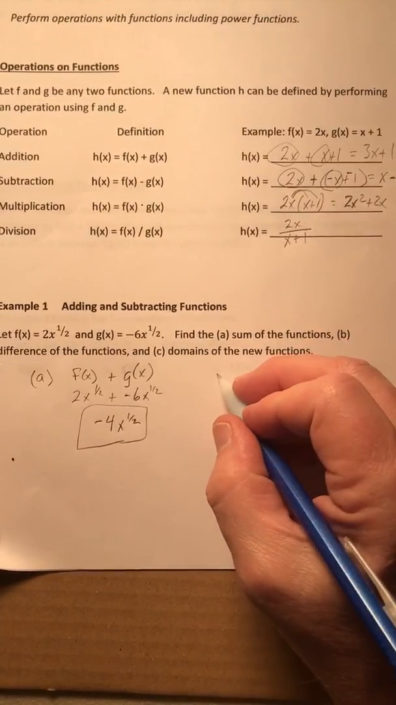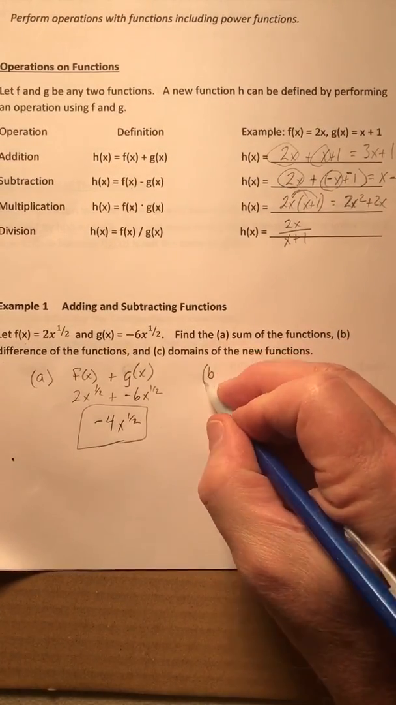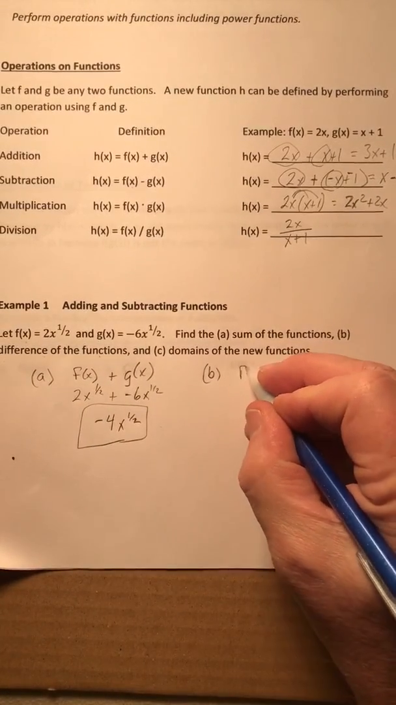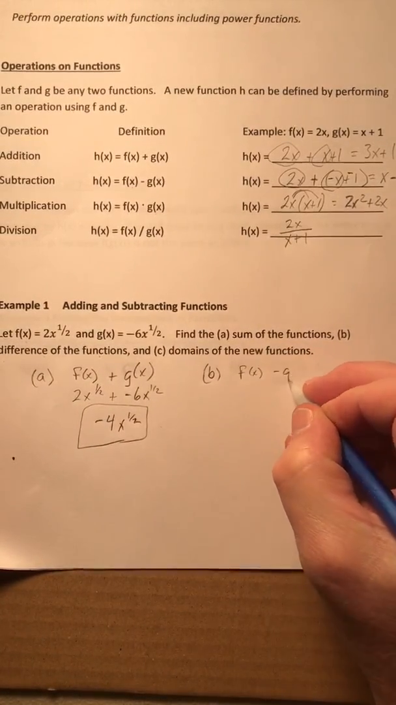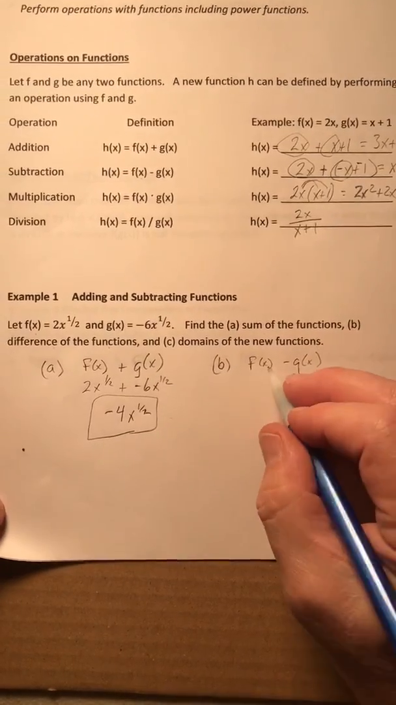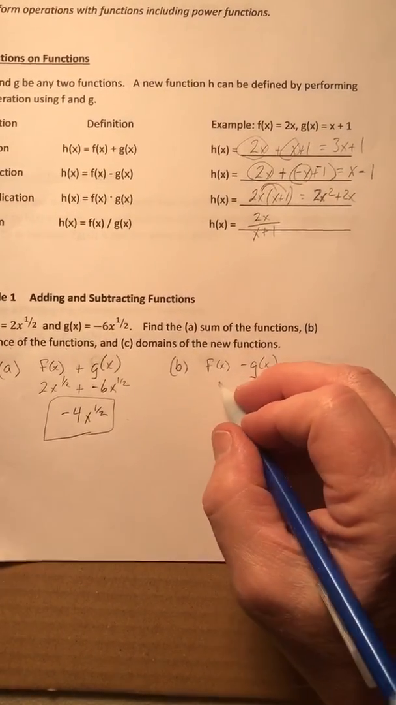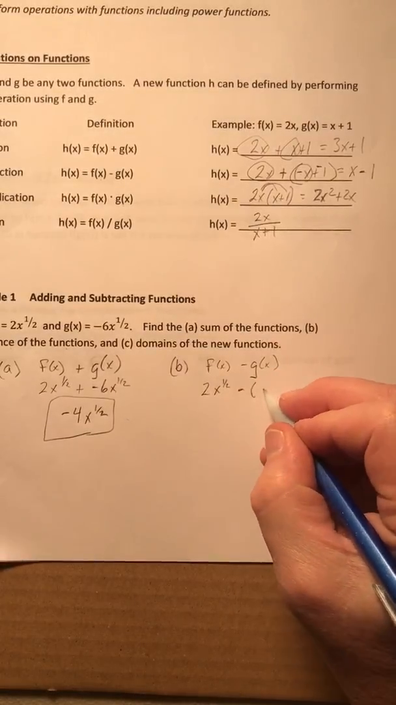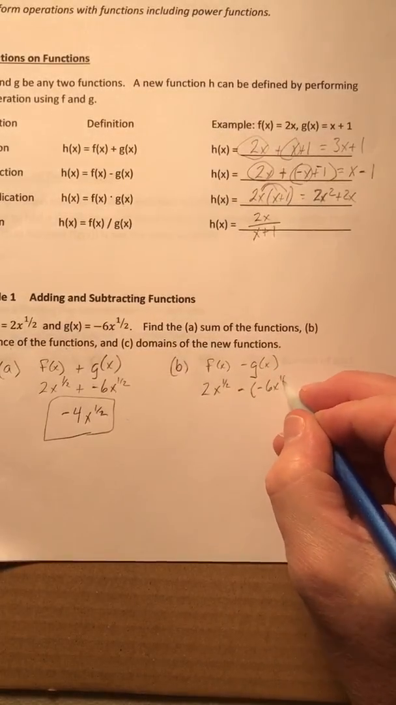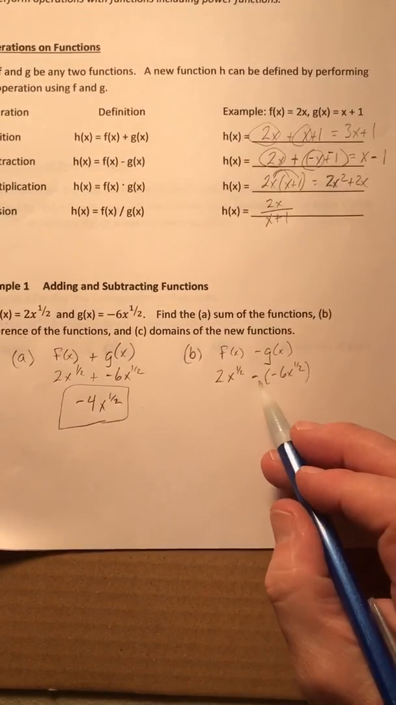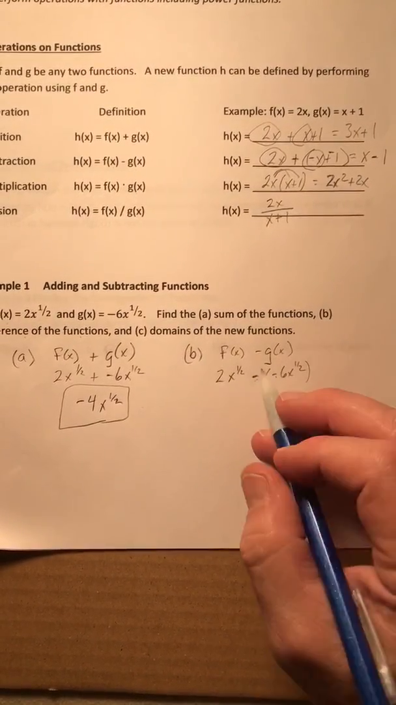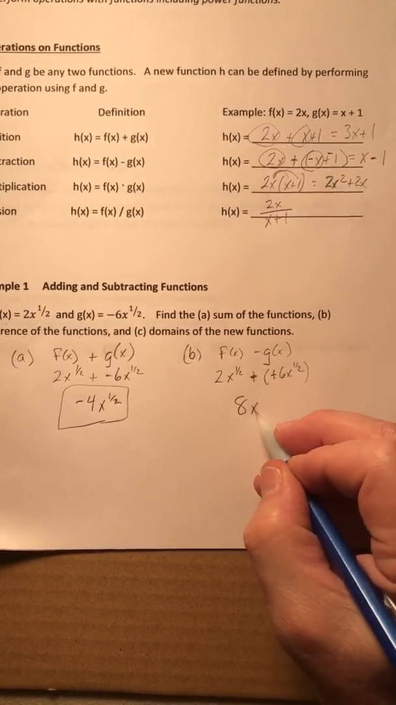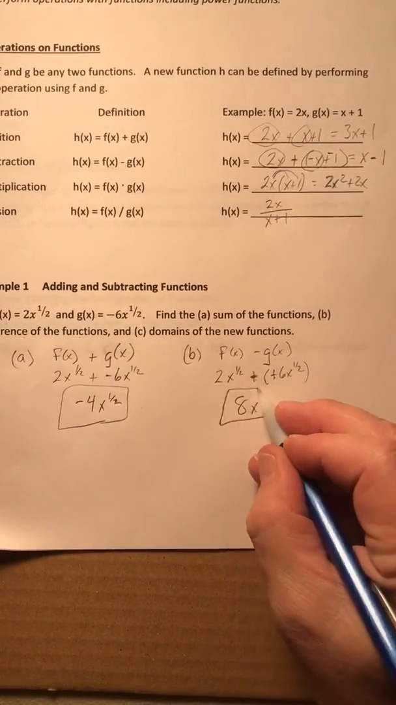And then b, we are going to do the difference, or subtraction. So we're going to do f of x minus g of x. We have f of x, which is 2x to the 1/2 power, minus g of x, which is a negative 6x to the 1/2 power. Minus a negative, we change these both to plus, and we add, so we get 8x to the 1/2 power.